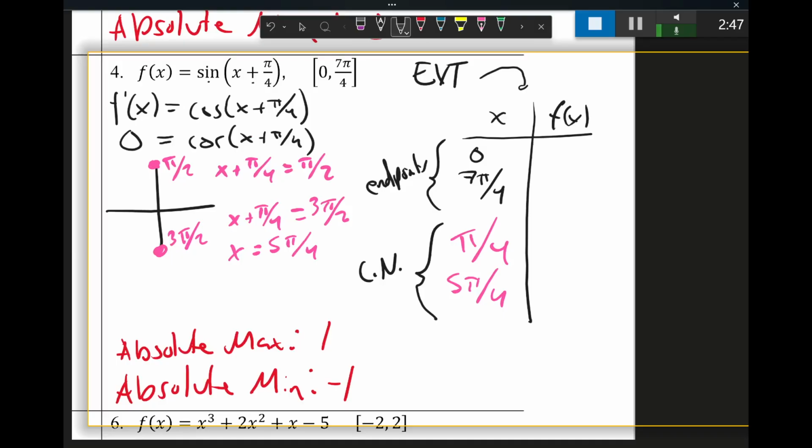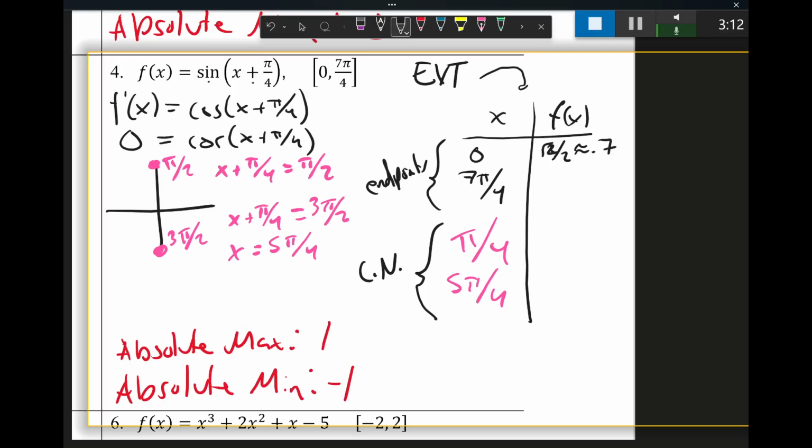Now, be careful not to plug these numbers into the derivative. The derivative's going to tell you the direction of the graph. I don't want that. I want to know the values. I'm trying to find the max value, the min value. So plug in these x values into the function. The sine of pi over 4 is square root of 2 over 2, which as a decimal is about 0.7.